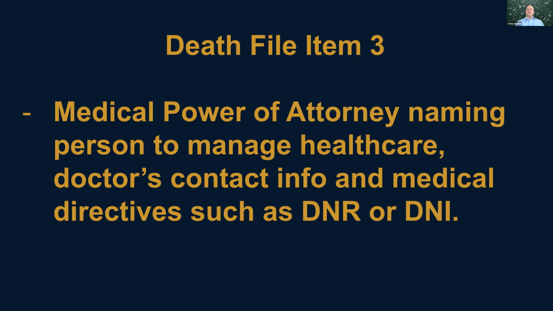Item number 3, you want to make sure that there's a medical power of attorney in place that names the person who would manage the healthcare decisions of an individual unable to do so for themselves. Again, you want to make sure that there's the correct contact information for doctors. And then if there are any medical directives, such as do not resuscitate, do not intubate, and any other specific requests and directions that somebody needs to know if someone is unable to speak for themselves in a healthcare situation, that could, quite frankly, be a matter of life or death.